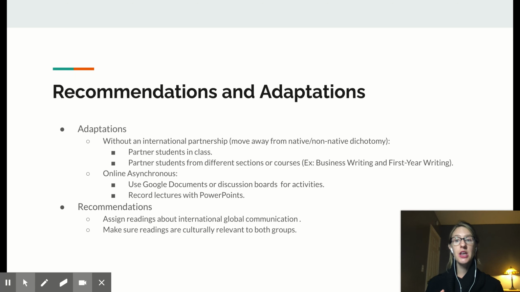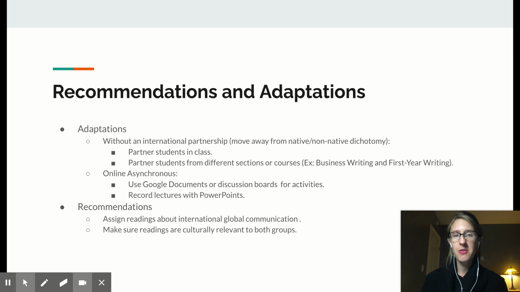Now, in terms of adapting this to your own context, even if you don't have an international partnership available, you can do this within one course by partnering students within your class. You could even partner students from different sections, or if you teach different courses, you could partner students from different courses. Such as what we did, which was business writing and first year writing, although it was at 2 different universities.